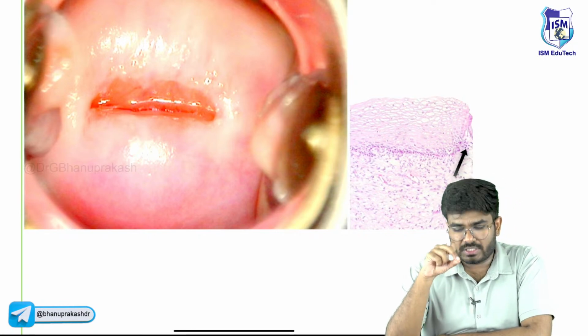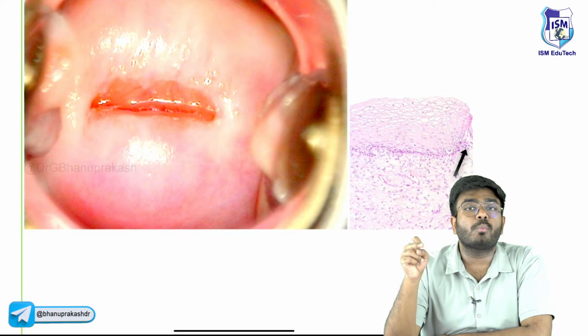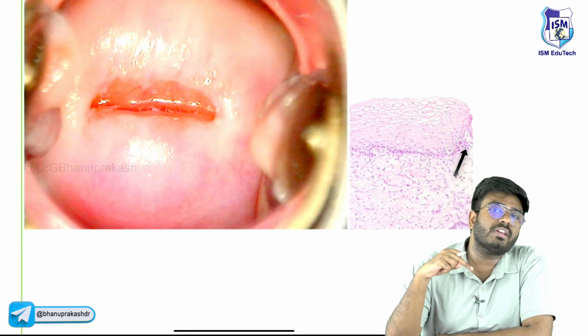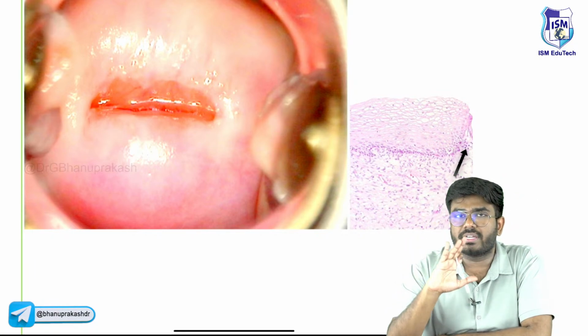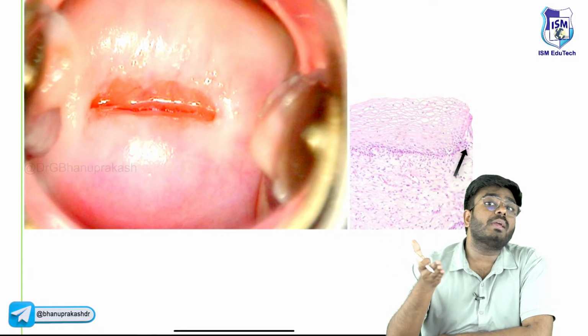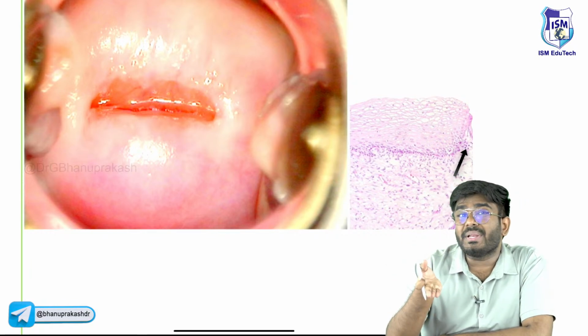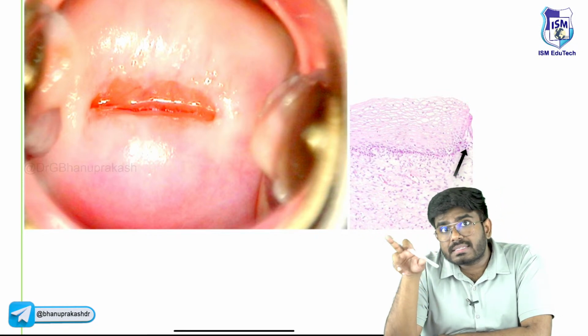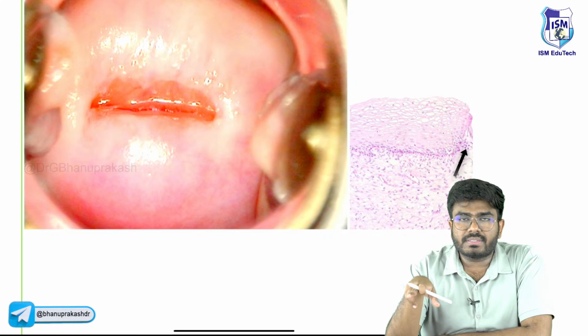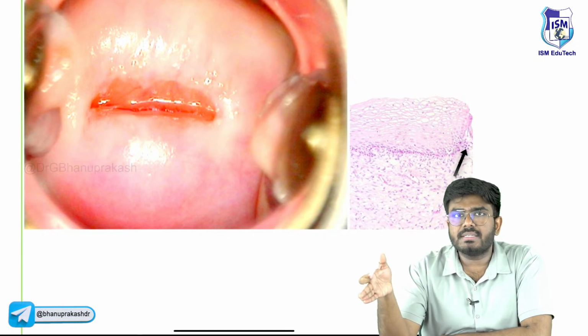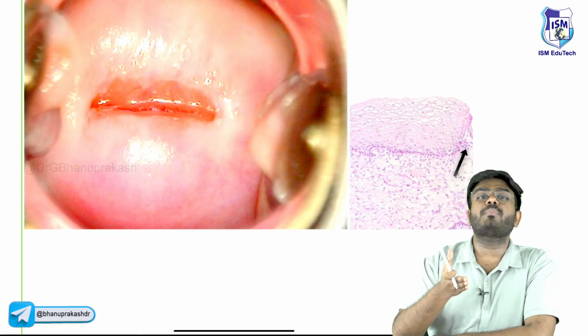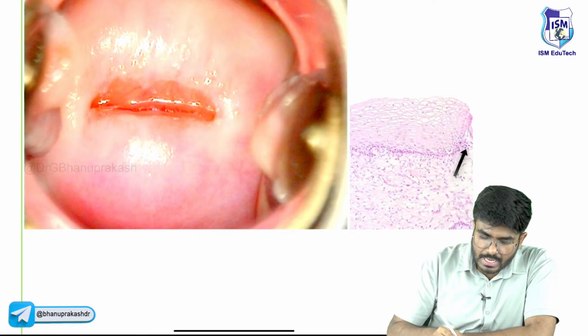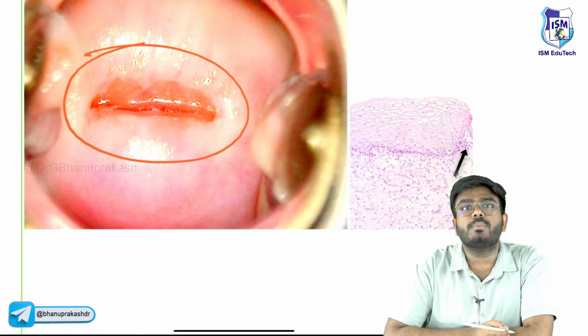Why this is important is because the transformation zone is the most commonly affected, both in cervical intraepithelial neoplasia, which is a pre-cancerous stage, and in cervical cancer, which is a malignancy. In both conditions, it's the transition zone that is going to be affected.